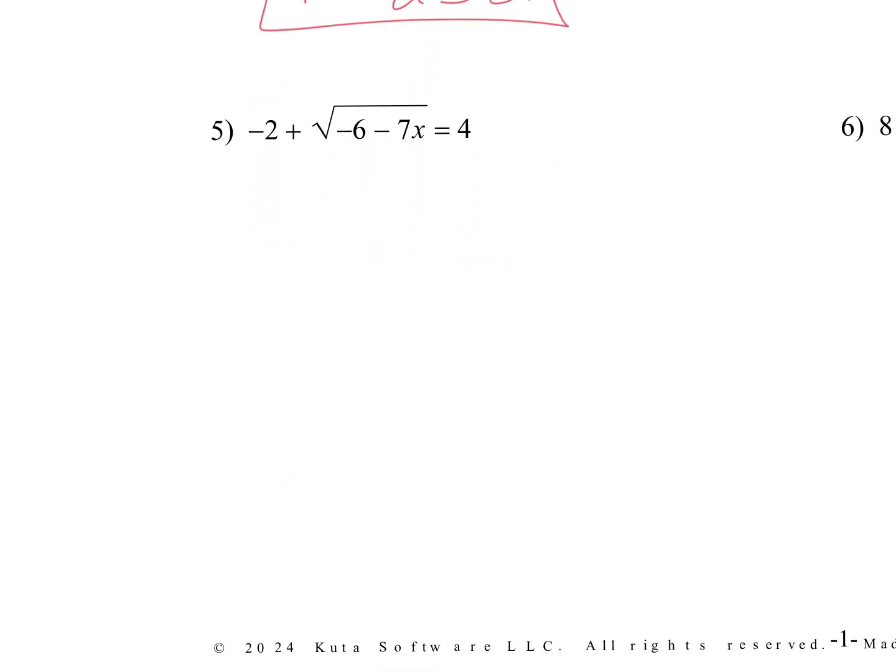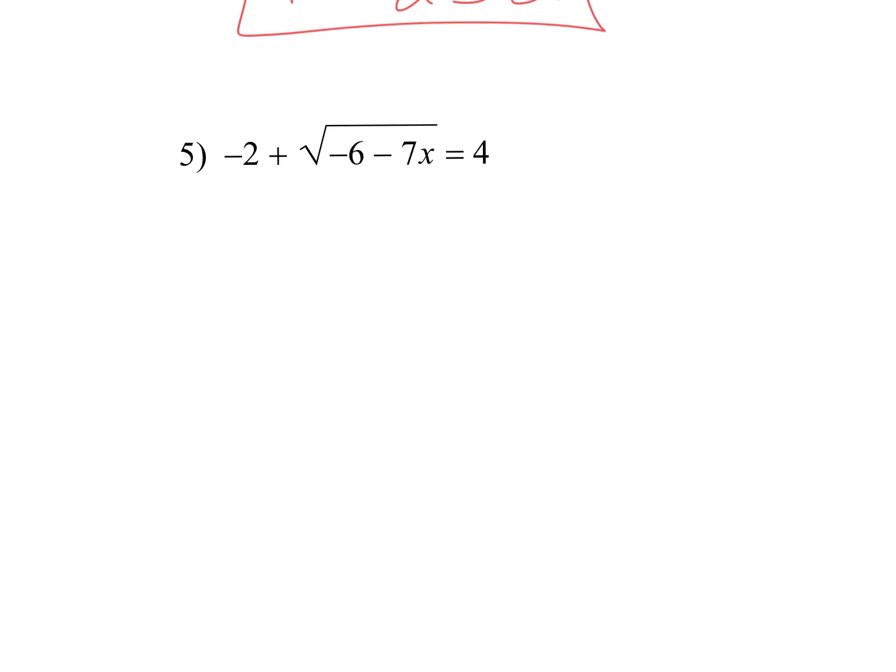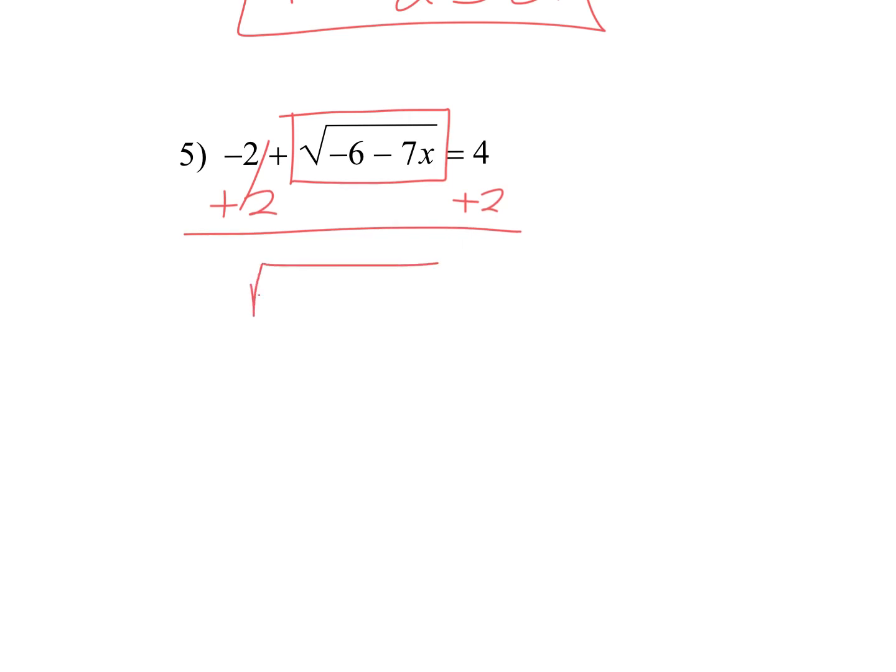Let's look at number 5. First thing we need to do. Yep, because we want to get this all by itself. So add 2. So the square root of negative 6 minus 7x equals 6. What do we want to do next? Yep, square both sides. What is left on the left side after you square it? Just that inside part, right? So the inside part is left.